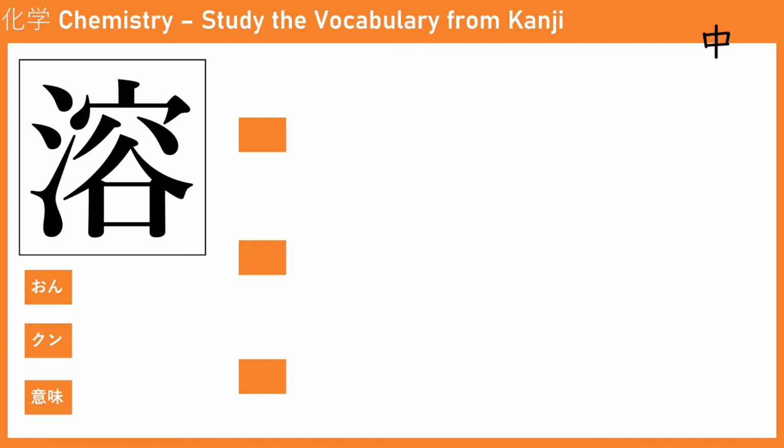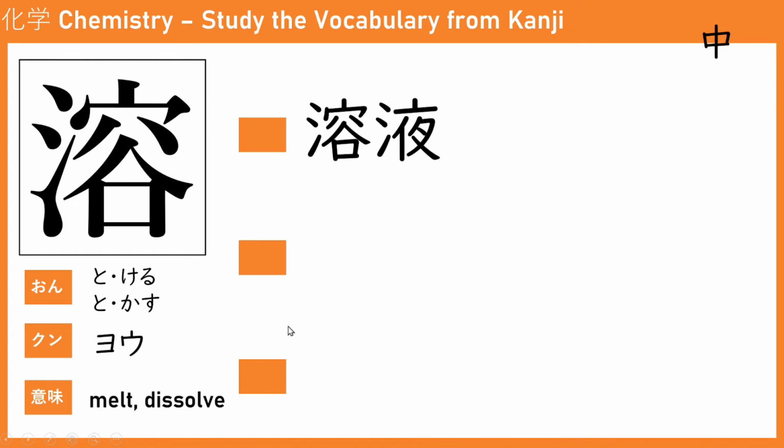The next kanji is yo or tokeru. Tokasu, which means melt or dissolve. We'll start with the first one, yoeki. Yoeki. Yo means to melt, to dissolve, while eki means a liquid. It means there's something inside the liquid that dissolves, which means solution.